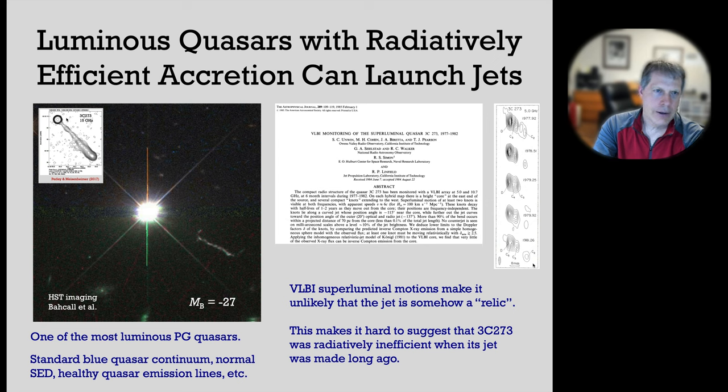There it is, and there it is in the radio. Okay, so it seems pretty clear to me that luminous quasars with radiatively efficient accretion can launch jets.